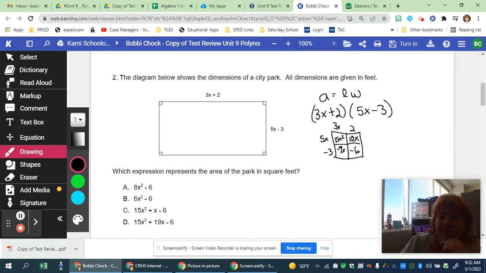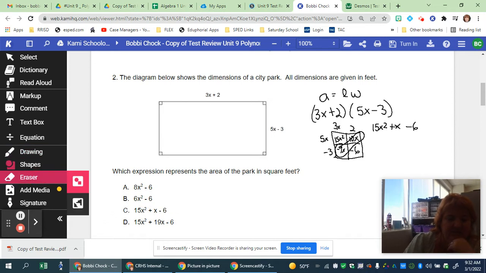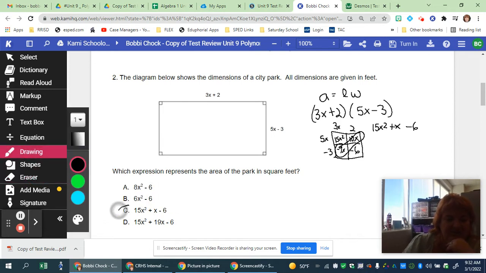Okay, so now we combine our like terms. Nothing matches this, so I just have 15x squared. What is 10 minus 9? Well, that would just be plus x. And then I have minus 6. So let's look for that answer down here. 15x squared plus x minus 6. There's my answer. That was really sloppy. I'm going to do that again. There's my answer. Okay. So let's move on down.